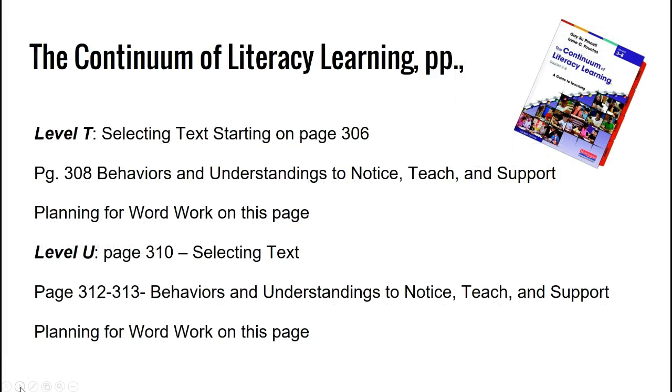I can't stress to you how much the Continuum of Literacy Learning would help you out. There are lots of different sections in the continuum, but if you have the older book, the last section is about guided reading. It will take level T, and on page 306, it will guide you through selecting text, because that is one of the components of guided reading: selecting just right text for them. How do you select the text? Then on page 308, what are the behaviors and understandings? What are you going to notice? What are you going to teach? And what do you support in level T to move them to the next level?